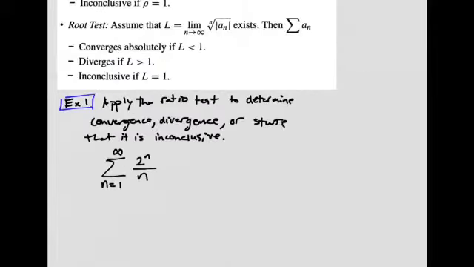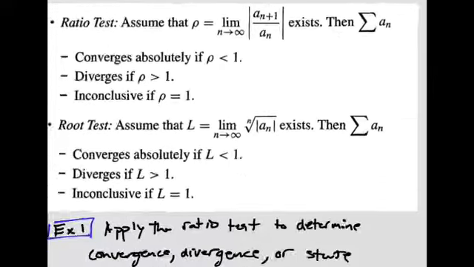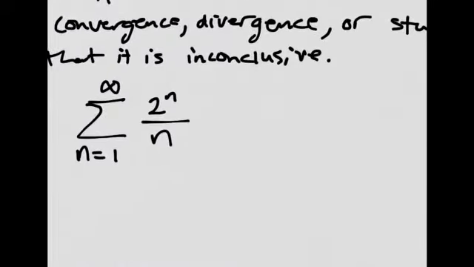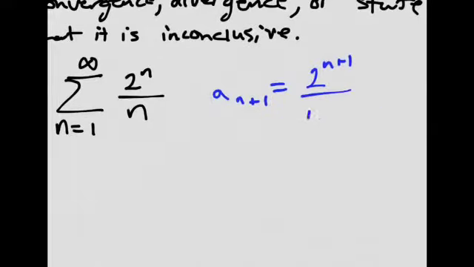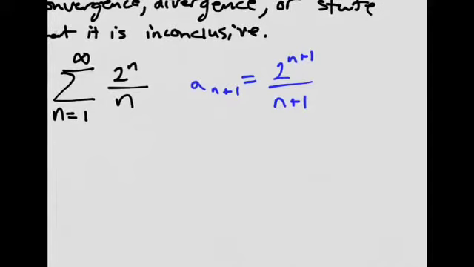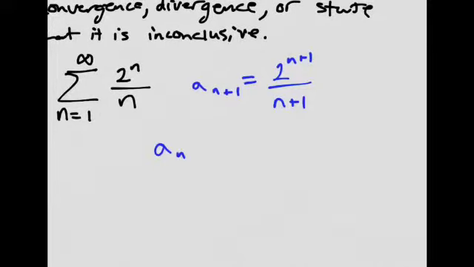So the ratio test says, first, let's get a sub n plus 1. So what does that mean? That means I'm going to take a sub n, and instead of putting in an n everywhere, I'm going to put an n plus 1. That's all it means. So then we have this. And I'm going to take that and divide it by the regular sequence, which is a sub n.